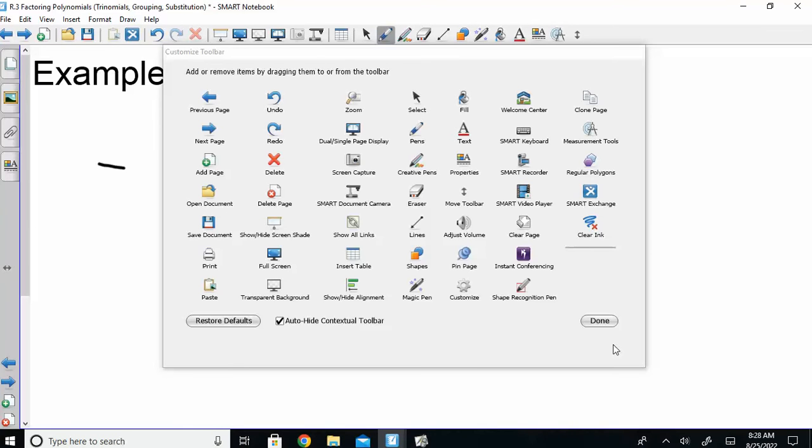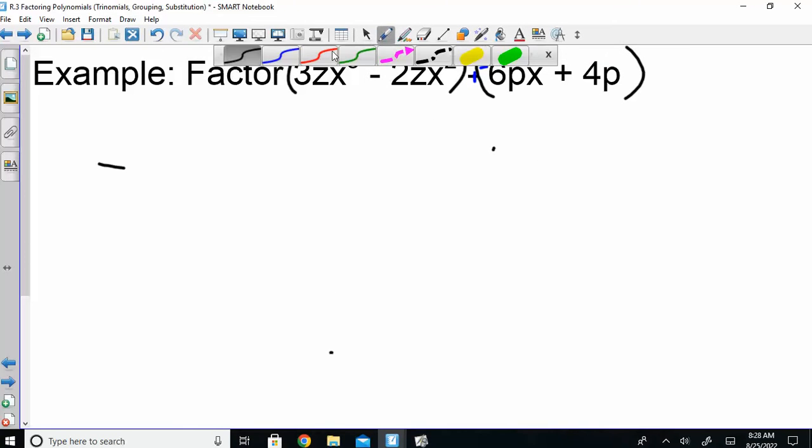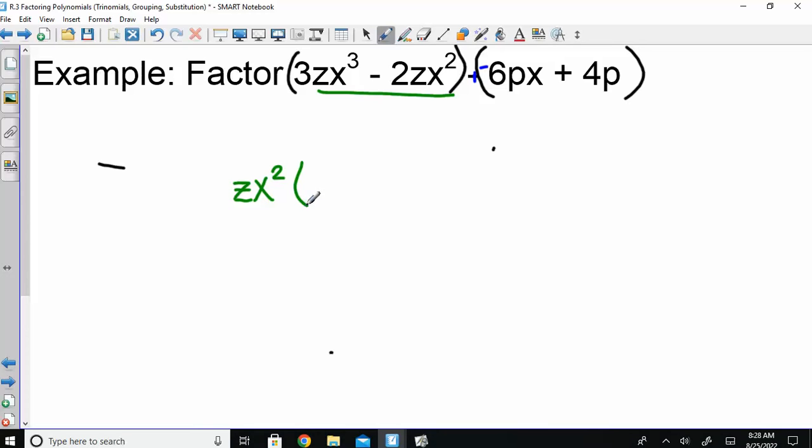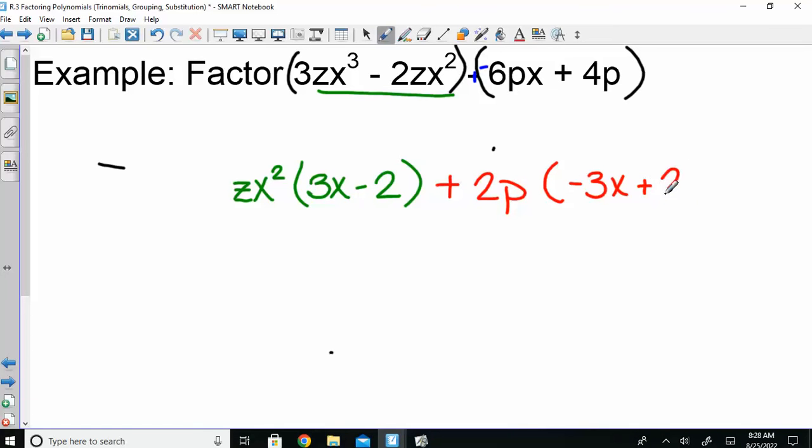Then in the first parenthesis, we can take out what they each have, a z and x to the second. So that leaves me with 3x minus 2. All right, second one. Okay, if we take out a 2 and a p, that leaves me with -3x plus 2.